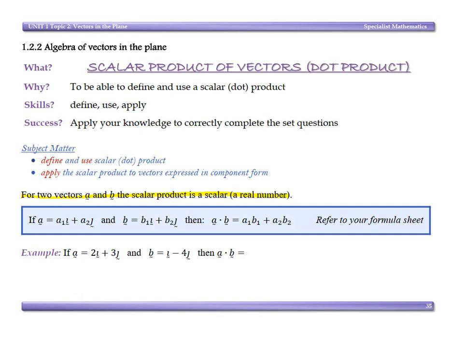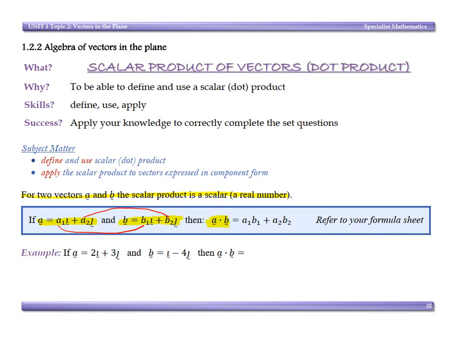So if we have vector A, which is a1i plus a2j, and vector B, which is b1i plus b2j, then the dot product, when we multiply these two vectors in a scalar form, so trying to find the scalar product of them, we just multiply the corresponding components. So a1 b1 plus a2 b2. Now that is on your formula sheet, so make sure you can identify it.